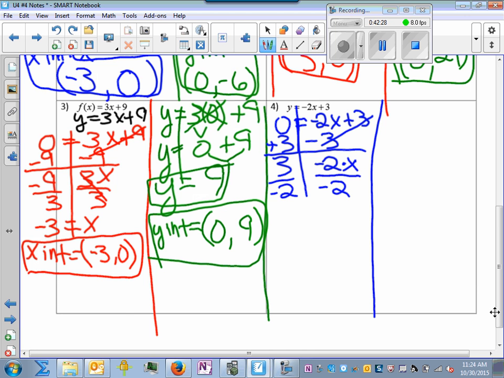And it's okay if I have a fraction. Fractions happen. It's part of math. So I have x equals 3 over 2, and it's a negative 3 over 2. So my intercept is just going to be x-intercept of negative 3 over 2, comma 0.